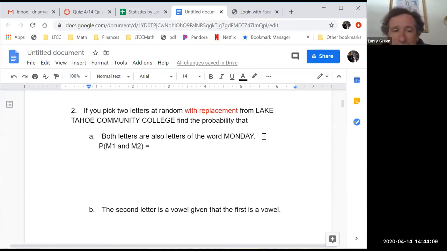What's the denominator? Yeah, it's going to be 25. We've already counted that a few times, so the denominator will be 25. Now we just have to count how many letters of Lake Tahoe Community College are in the word Monday: M-O-N-D-A-Y. Go count and tell me how many.